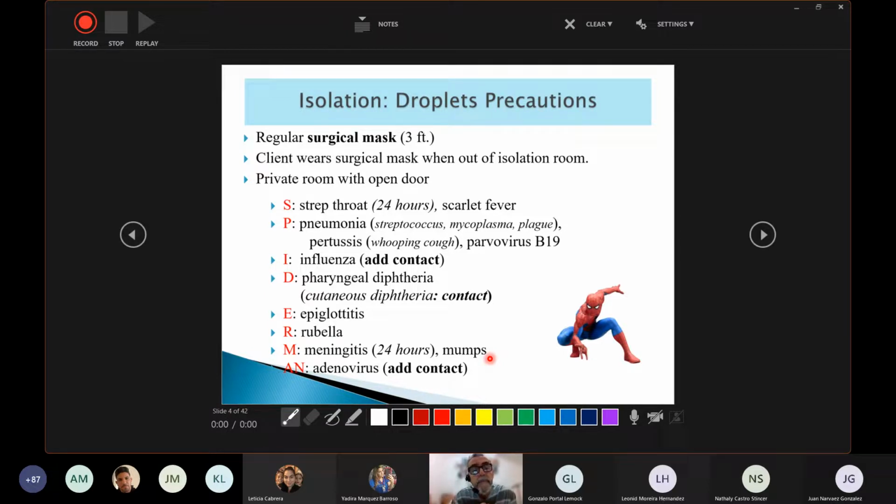But nursing care is with a regular surgical mask. No gown, no gloves. So this is what has been established by protocol, independently of what your logic wants to tell you or what you do when you practice if you work in the field.